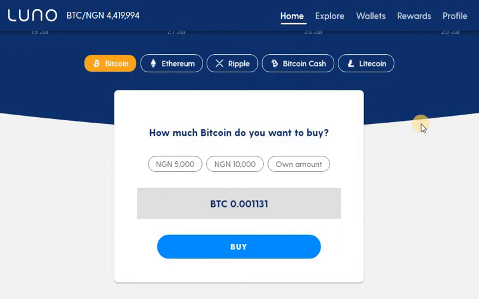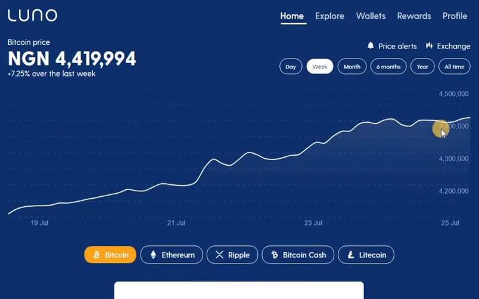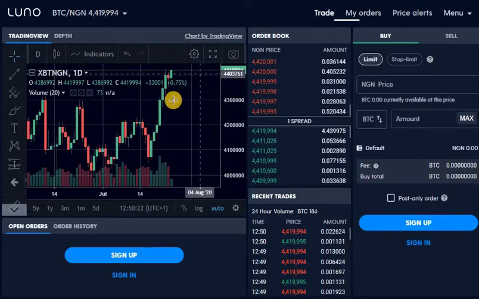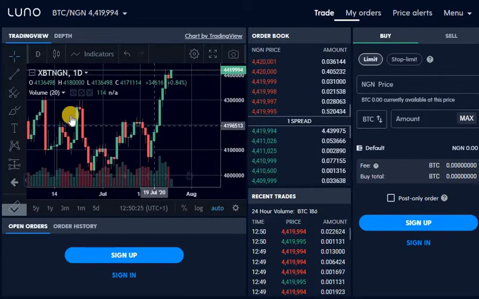Right now I'm on my Luno homepage. You would have to go to your Luno exchange right here. You click on this exchange, it will take you to a page like this. This is your Luno exchange, and right here is your price chart.